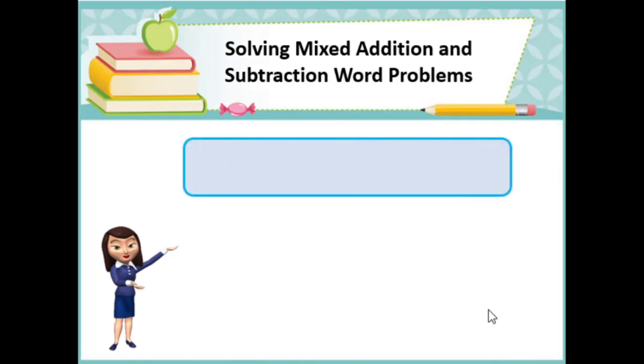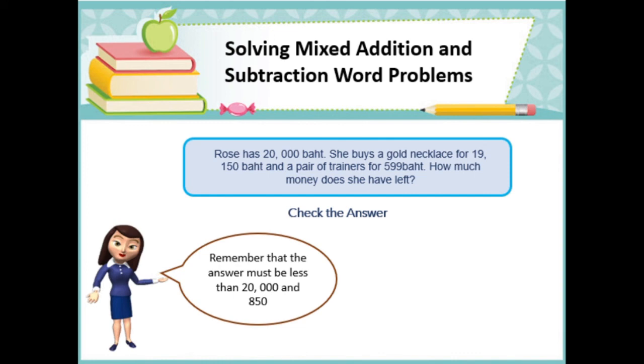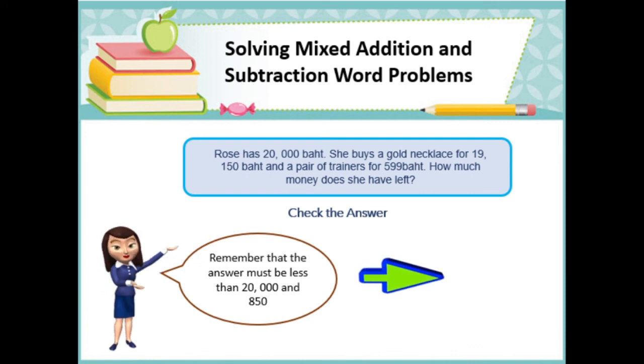And that is to check the answer. To check the answer, remember that the answer must be less than 20,000, the original amount. Is it less than? Yes, it is. 251 is less than 850. Therefore, our answer is correct because it is reasonable.